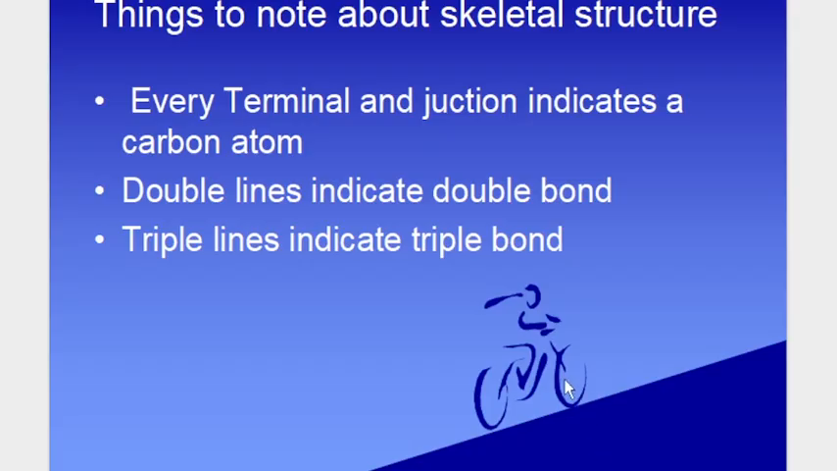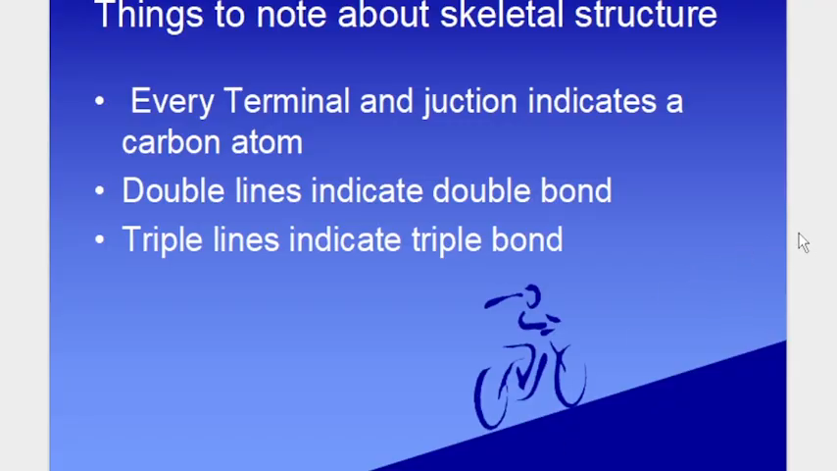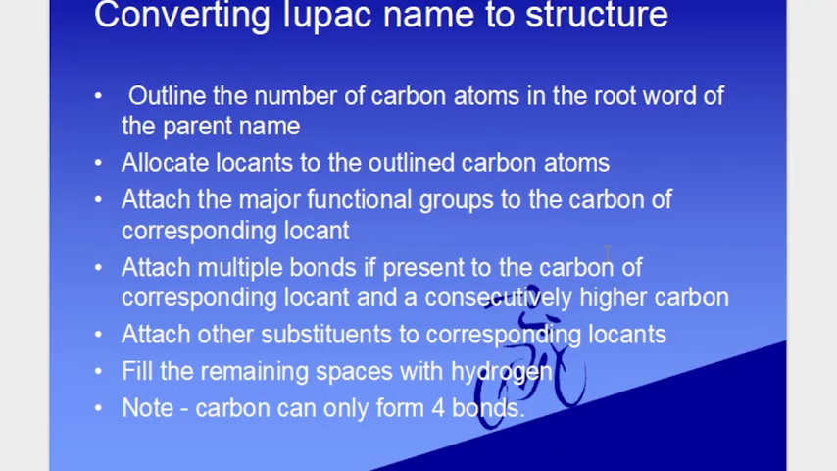The next point to note is that double lines indicate a double bond, while triple lines indicate a triple bond. So once you have a double line indicated here, it indicates that this is going to be an alkene. If you have a double bond and a triple bond, there's going to be an enyne. We'll talk about naming as we go further in our study, but what I want us to understand is how to outline this structure. If you have a terminal, each terminal indicates a carbon atom. Two lines indicate double bonds, while three lines indicate triple bonds. And that is that basically about our different types of organic structure. The next part of this study is how to convert an IUPAC name to a structure.